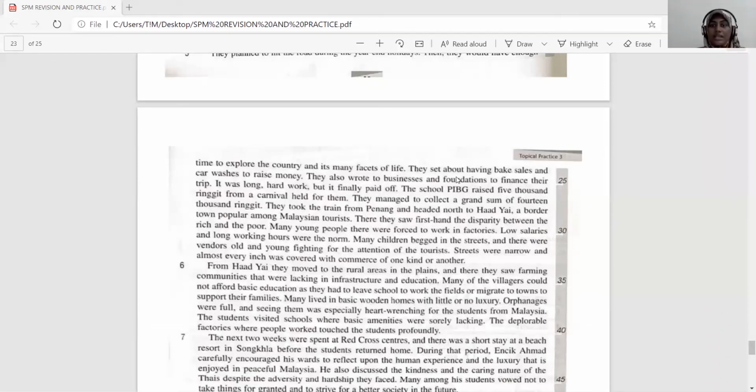Okay, bawa jalan-jalan sambil mengenal dunia. They talked about having bake sales and car washes to raise money. They also wrote to businesses and foundations to finance their trip. It was long, hard work and finally paid off.